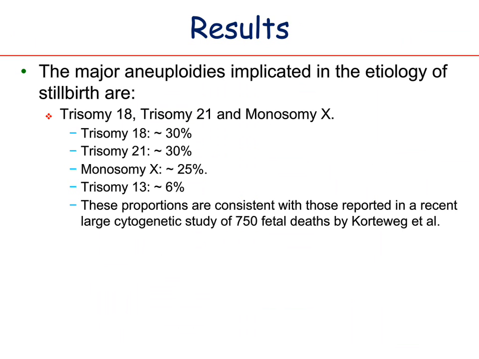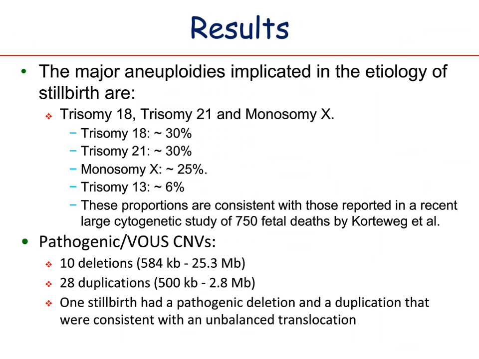For pathogenic CNVs or VOUSs, we saw 10 deletions ranging in size from 584 kilobases to about 25.3 megabases, 28 duplications, again ranging in size from 500 kb to 2.8 megabases, and 1 stillbirth had a pathogenic deletion and duplication that was consistent with an unbalanced translocation that was actually missed by karyotyping.